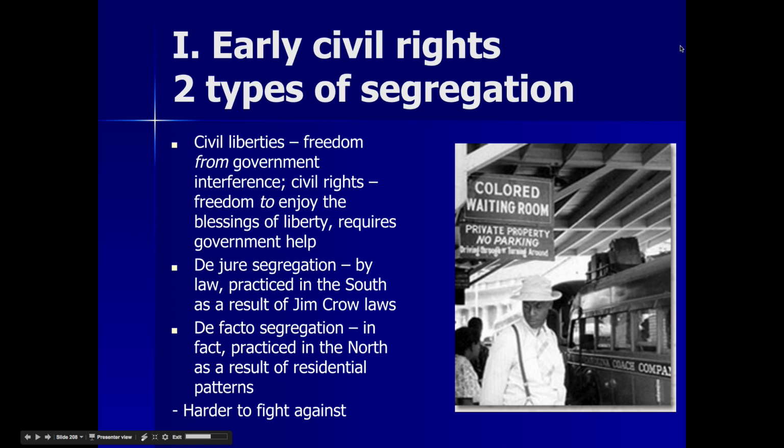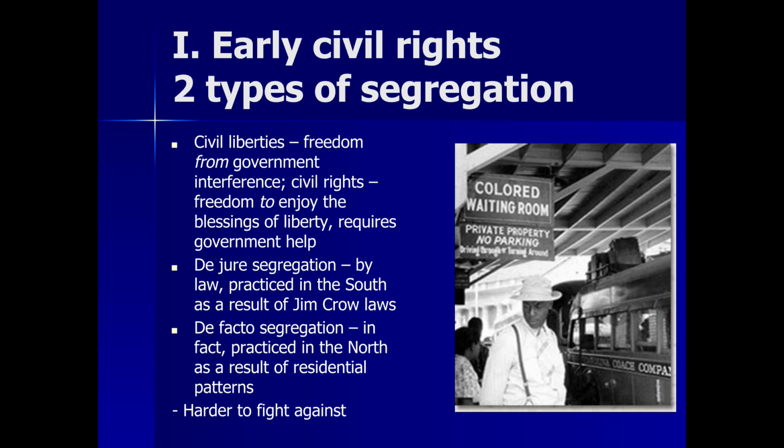So you're starting with kind of the early history of the civil rights movement. There's two types of segregation we're going to look at, but first we're looking one more time at the difference between civil liberties and civil rights. Civil liberties is freedom from. You need the government to leave you alone. Your freedom of speech, your freedom of religion, your right to bear arms, all that stuff in the Bill of Rights. Civil rights is the freedom to enjoy, freedom to. So it all comes down to the preposition. Freedom to enjoy the blessings of liberty. You need the government on your side to help you with your civil rights.